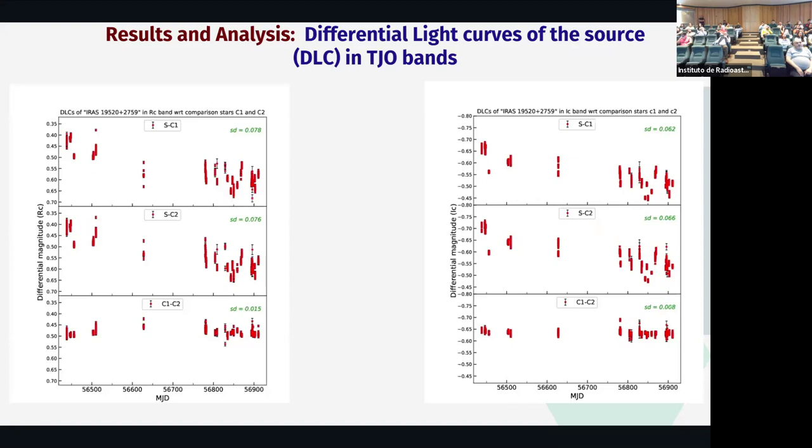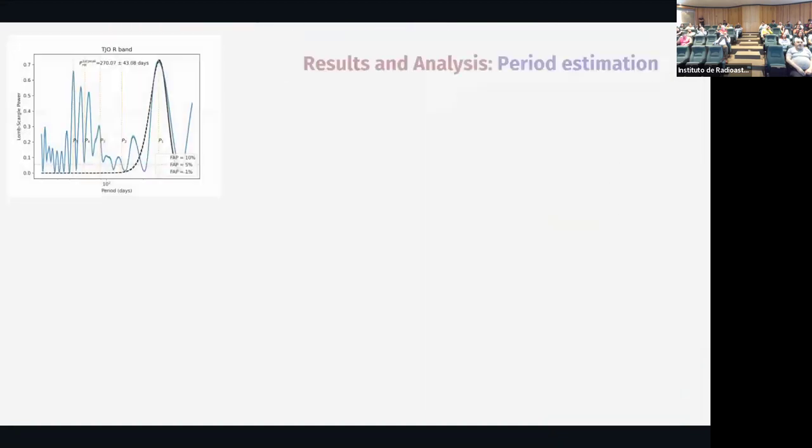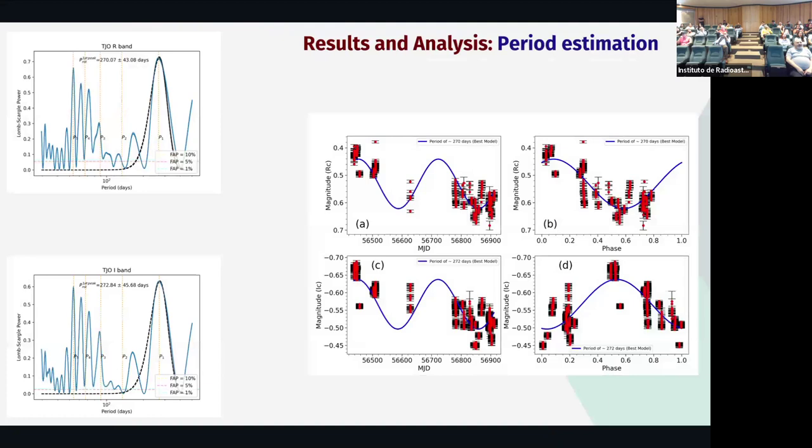We see systematic variation in the light curve of the source, so we try to identify any potential variability associated with it. For that, we perform the Lomb-Scargle periodogram analysis to determine any potential period of the source. In this diagram, I have shown the Lomb-Scargle periodogram showing the power spectrum of the source with the period. You can see that the highest peak lies at around 270 days plus or minus 43.08 days. Similarly for the IC band, it is 270 days plus or minus 45 days. So these periods are similar in both the RC band and the IC band.